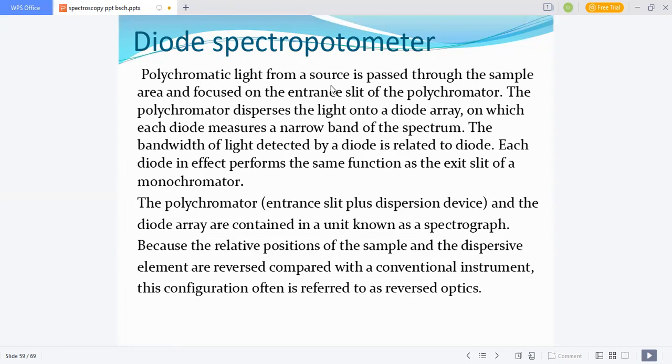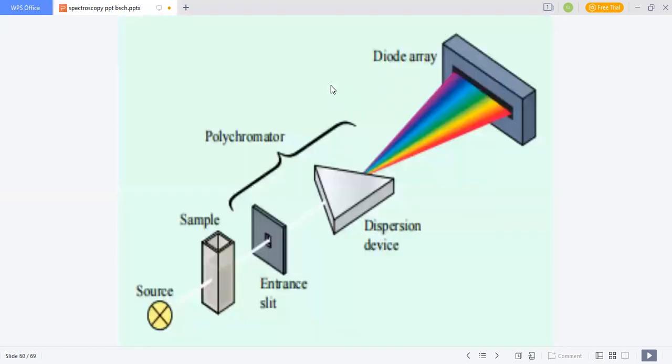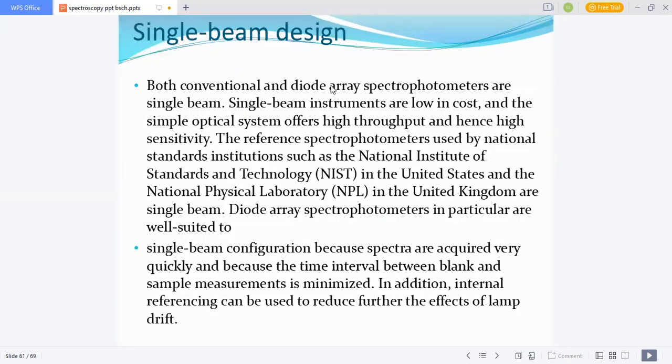The polychromator and the diode array are contained in a unit known as the spectrograph, because the relative positions of the sample and the dispersing element are reversed compared with the conventional instrument. This configuration is often referred to as reverse optics. Move to next slide, see the picture.